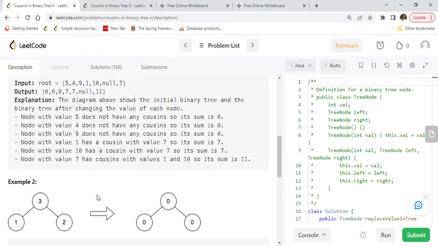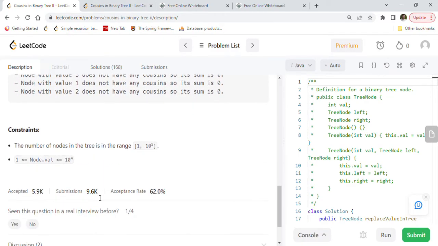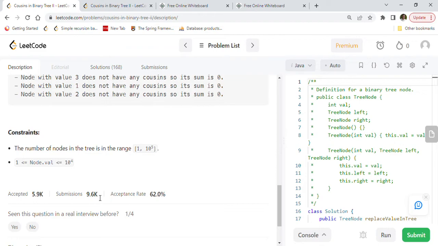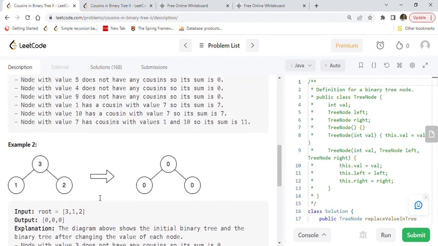So we'll go through the examples. The constraint says that the number of nodes in the tree is in the range of 1 to 10 raised to 5, so a maximum of 1 lakh nodes will be there in the tree, and the node values will be between 1 and 10 raised to 4 inclusive. Right? So that's what they are saying.